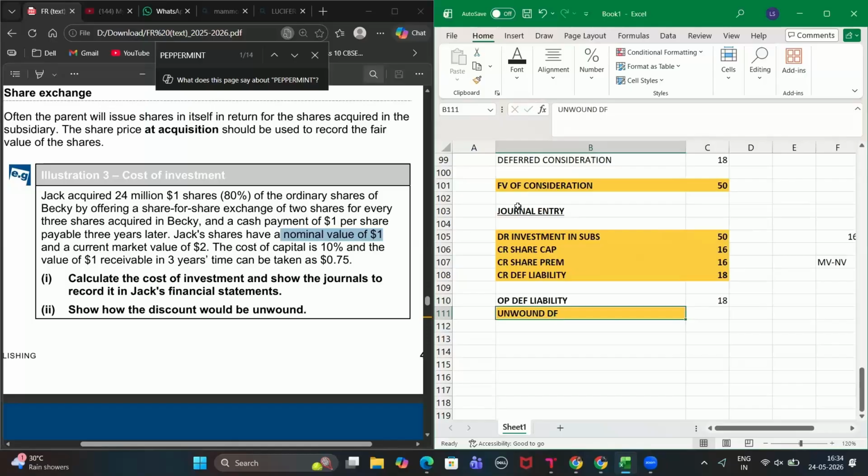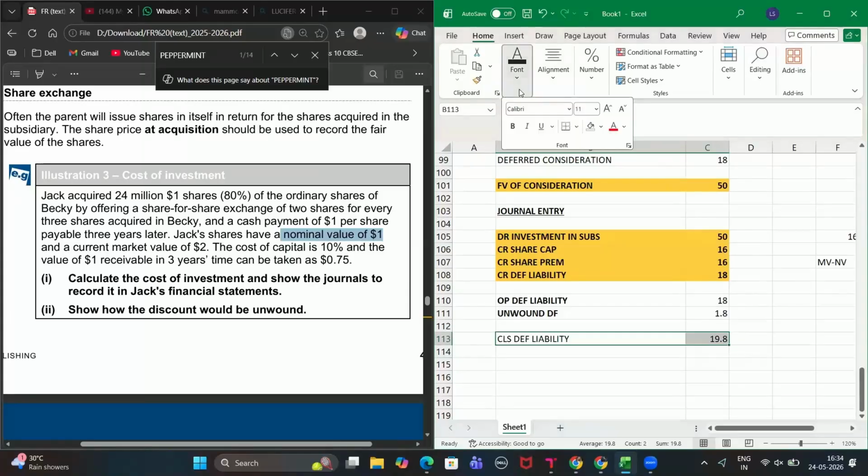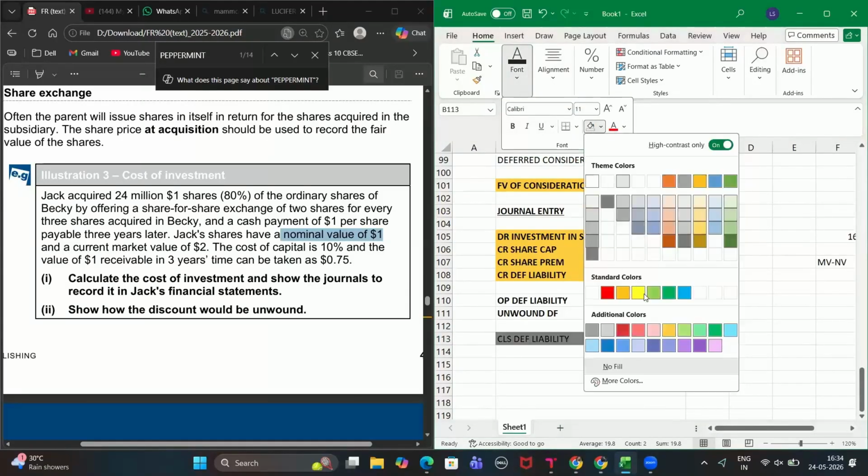What is it? How much percentage is it? 10 percentage. 10 percentage of 18 million. That is into 0.10. So what will be the closing liability? Closing deferred liability. How much will be the closing deferred liability? It will be 18 plus 1.8. It will be 19.8 million.